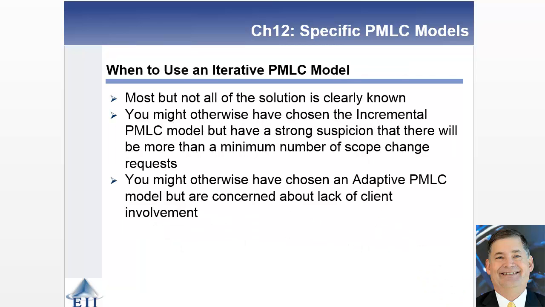You want to use this model when most, but not all, of the solution is clearly known. If most of the solution is clearly not known, then you're going to use the adaptive approach. So that's your trade-off there. If you think you're going to have a large number of scope changes, that may lean towards using an adaptive approach, or if you believe that the client is only going to be modestly involved, not strongly involved, you may lean towards an iterative approach as opposed to an adaptive. Those really are the 3 decision criteria you're going to use to choose between the 2 different types of models.